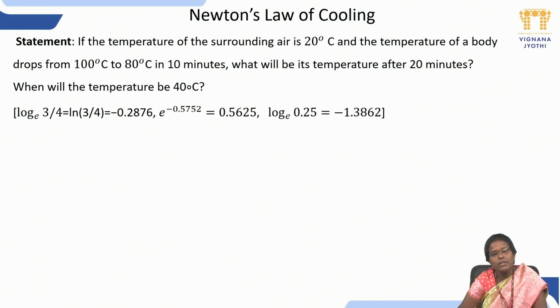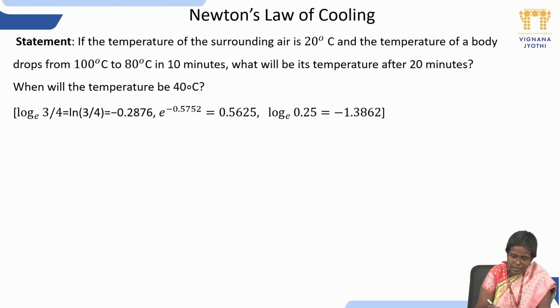What is the temperature of the room? 20 degrees centigrade. Initially, what is the temperature of the body? 100. As time passes, the temperature of the body is now 80 degrees centigrade after 10 minutes. Now, what are they asking? We have to find the temperature after 20 minutes, and also when the temperature will be 40 degrees centigrade. In the first part we have to find the temperature, in the second part we have to find the time. Is it clear, friends? Now, the solution.